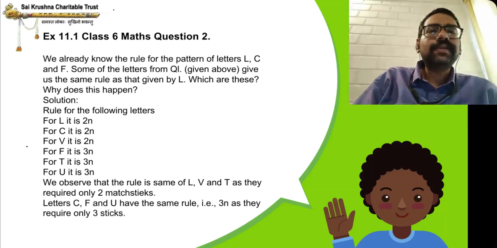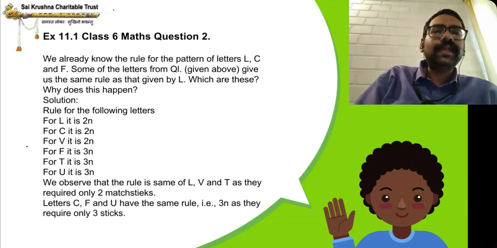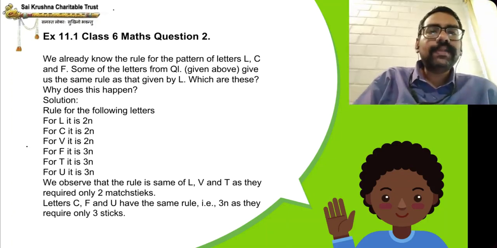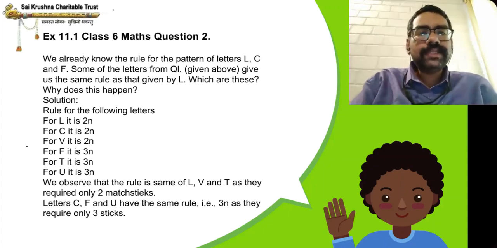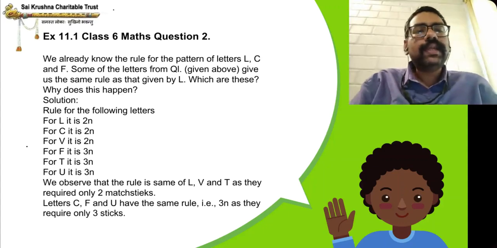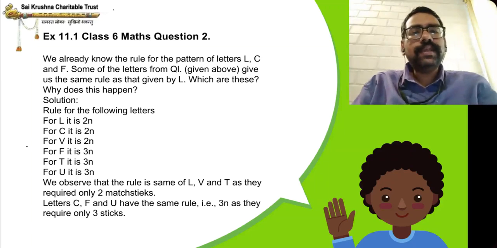Suppose 3 F's means 3 into 3, 9 matchsticks. T, 3n. In the same way, for 1 T, 3 matchsticks are required, so 3 T's, 3 into 3, 9. U: for 1 U, 3 matchsticks, so 3 U's, 3 into 3, 9. Like that, we observe that the rule is the same for L, V and T, as they require only 2 matchsticks. C, F and U have the same rule, that is 3n, as they require only 3 matchsticks.